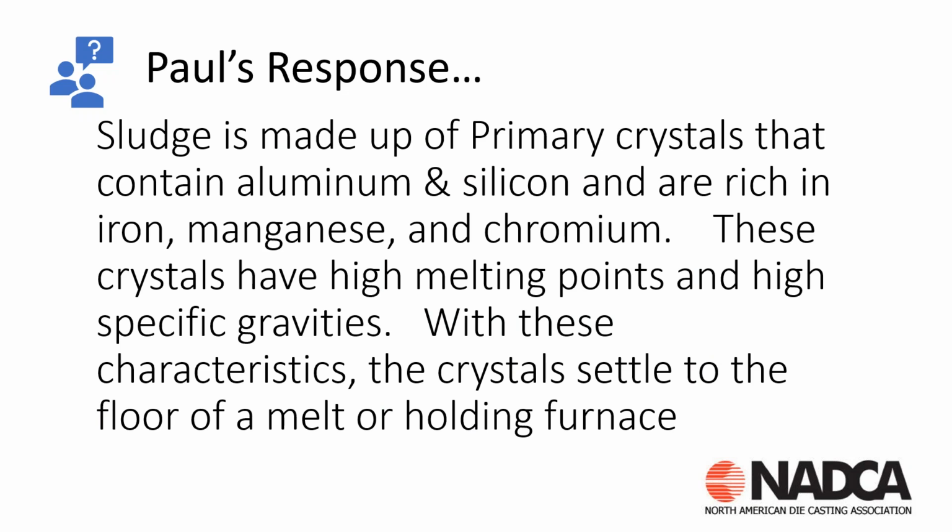So what is sludge? Sludge is our primary crystals that contain aluminum and silicon, and they're rich in iron, manganese, and chromium. These crystals have very high melting points and very high specific gravities. So with those characteristics, these intermetallics that form are going to drop and settle to the bottom of our furnaces.